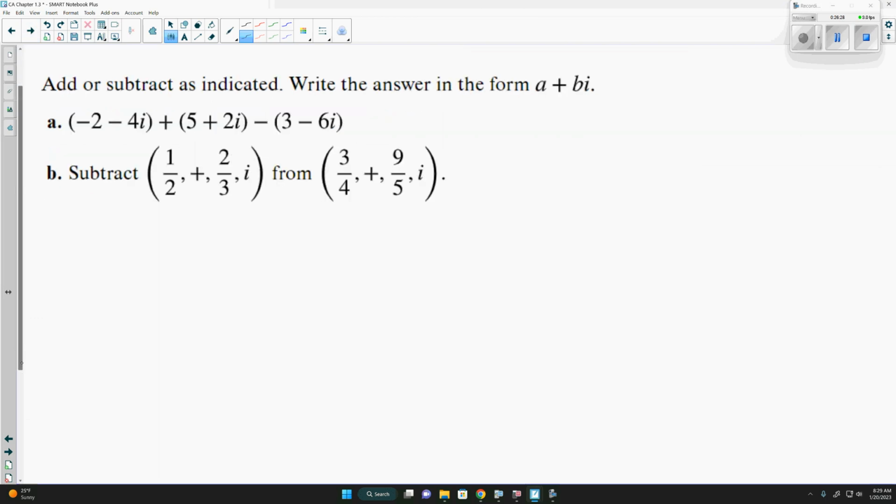I think we're getting close to the end of this. You know where our pages are at. We've got multiplication and then division, so we're almost there.